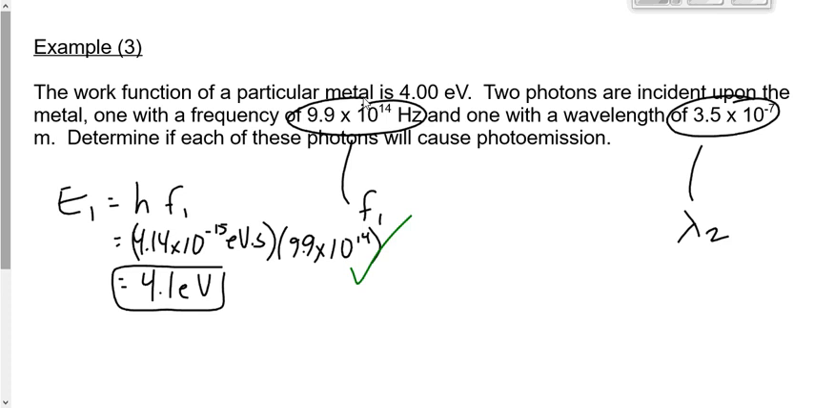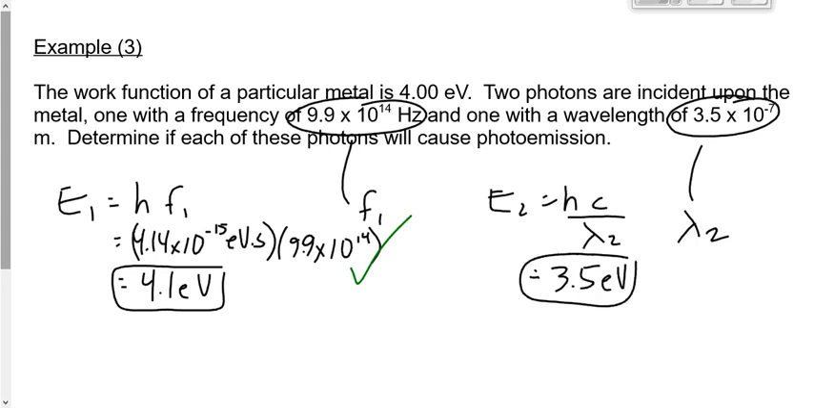The second one, we're going to say E2 is equal to hc over lambda 2, hc over lambda because we got the wavelength here, not the frequency. When we solve for E2, we get a value of 3.5 eV. Okay, now the car is on the side of the road, needs 50 to knock it off into the ditch. I only hit it with 40. Does the car get knocked off into the ditch? No, the electron's not ejected here.